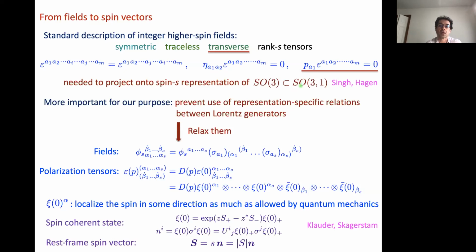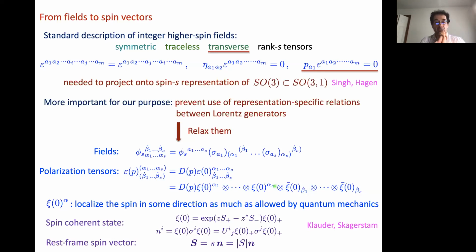So we can describe them in a more efficient way by going to a two-component spinor notation, in the standard way, by contracting with the Pauli matrices. This said, a polarization tensor corresponding to such a field with momentum P is some boost acting on the polarization tensor in the rest frame, here called epsilon 0. And to enforce symmetry, we are going to take these epsilons to be a tensor product of identical two-component spinors.